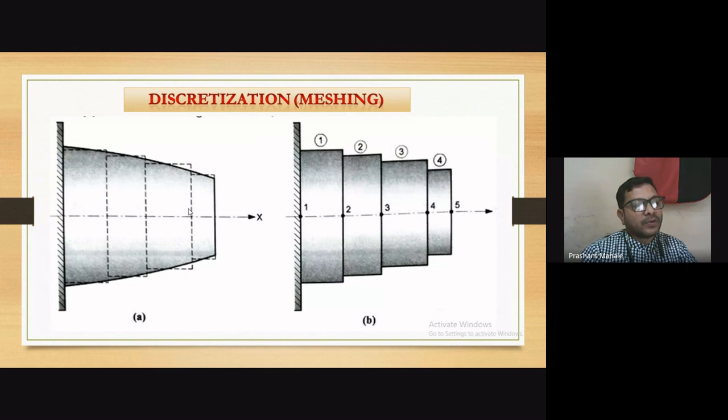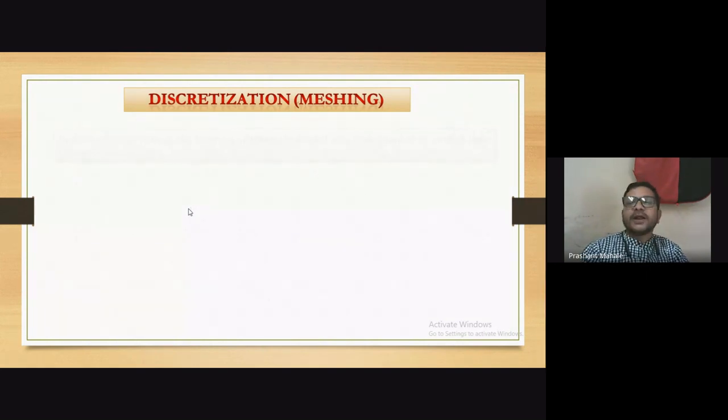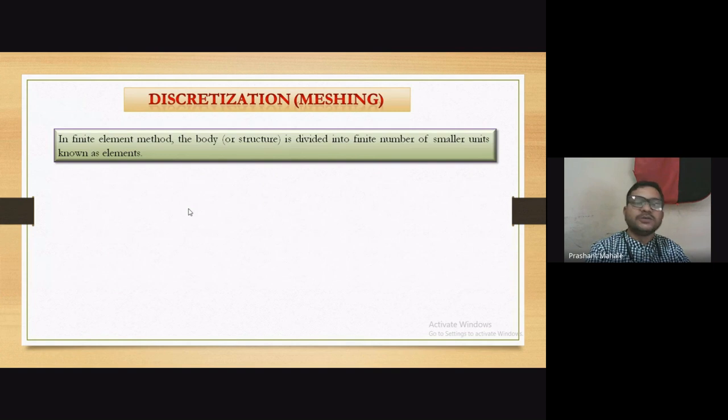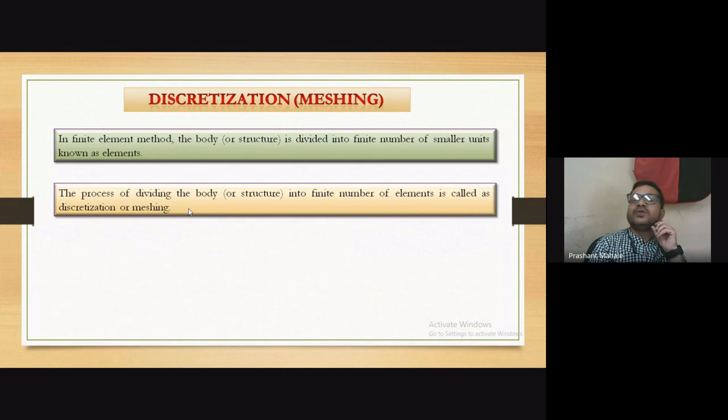Okay. Next, we will understand this discretization in words. In the finite element method, what I explained now is given in words in this particular slide. In finite element method, the body is divided into a finite number of smaller units known as elements. As I said, the process of dividing the body into a finite number of elements is called discretization or meshing.